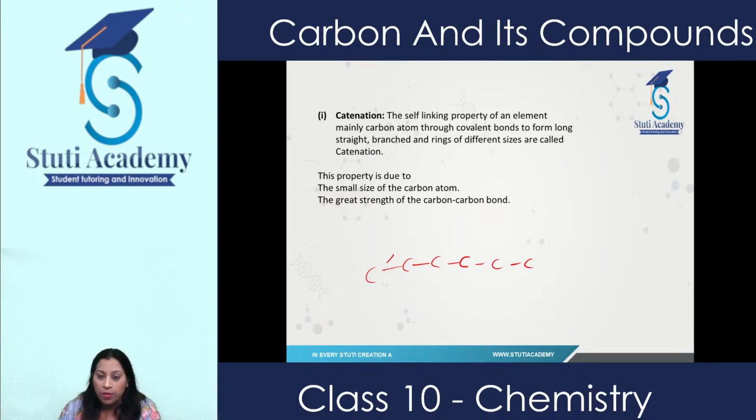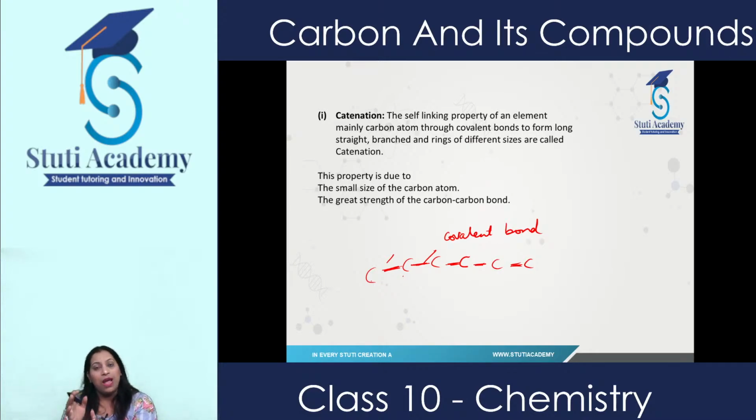As you can see, the bond formed between these carbons is known as a covalent bond, and this property is known as catenation. Due to this property, as I told you, carbon is very small in size. Due to this small size, it is easy for carbon to link with any other carbon. And the covalent bond formed between one carbon and another has great strength. It means it is quite strong due to its very small size.